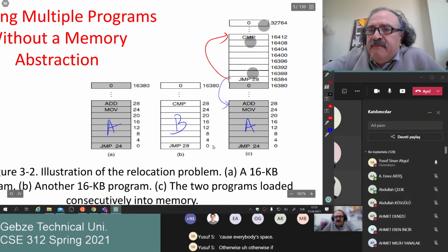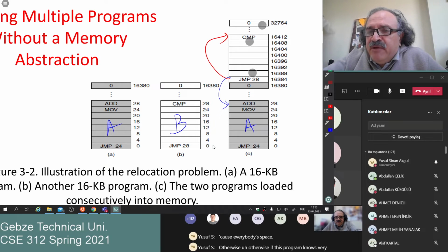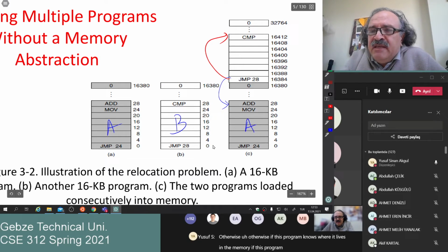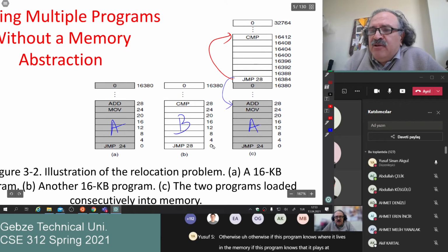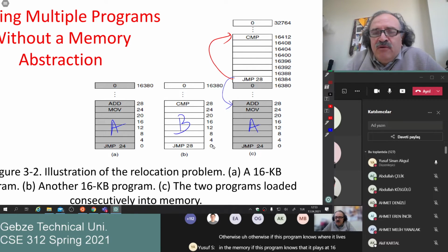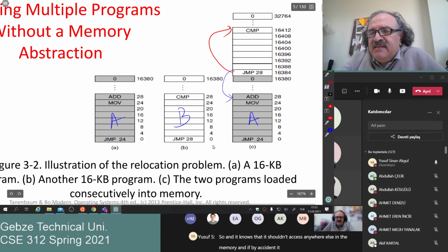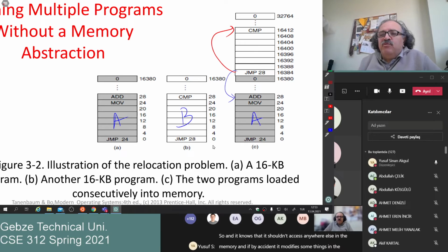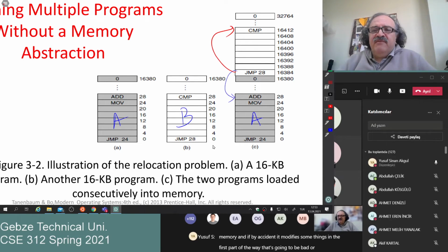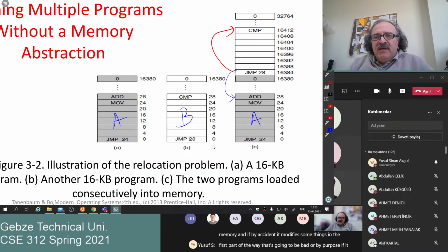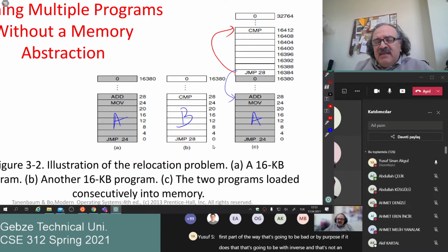Otherwise, if this program knows where it lives in the memory, if this program knows that it lives at the 16th kilobyte of the memory, that means that it knows where it is. And it knows that it shouldn't access anywhere else in the memory. And if by accident it modifies some things in the first part of the memory, that's going to be bad. Or by purpose, if it does that, that's going to be even worse. And that's not nice. That makes writing programs a lot more difficult.